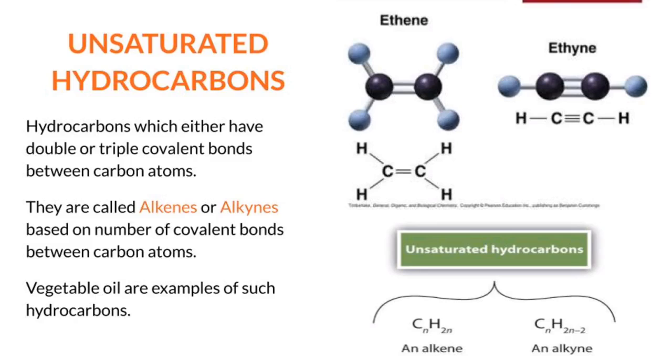For alkene it is formulated as CnH2n, and for alkyne it is formulated as CnH2n-2, where n represents the number of atoms. This slide is showing the first examples of alkenes and alkynes, that is ethene and ethyne. Here the two carbon atoms are bonded with a double bond in ethene and a triple bond in ethyne. The remaining single bonds are with the hydrogen atoms.